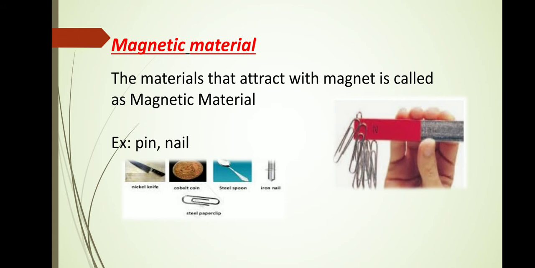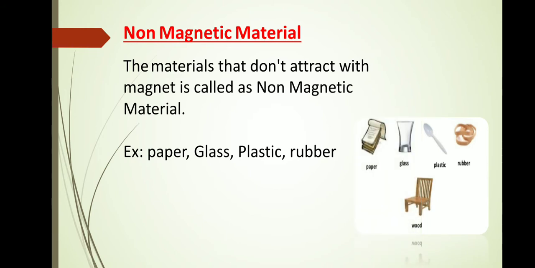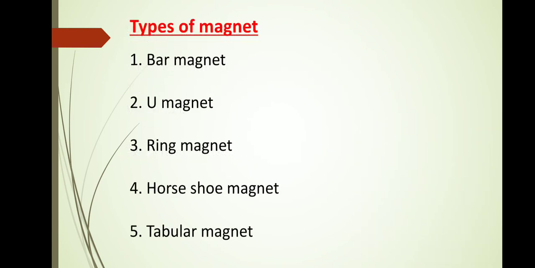Now next move to the opposite of the magnetic material, that is non-magnetic material. The opposite idea is this: the materials that do not attract with the magnet. For example, paper, glass, plastic, rubber and those things, and you all have known some other ideas such as polythene, those things.